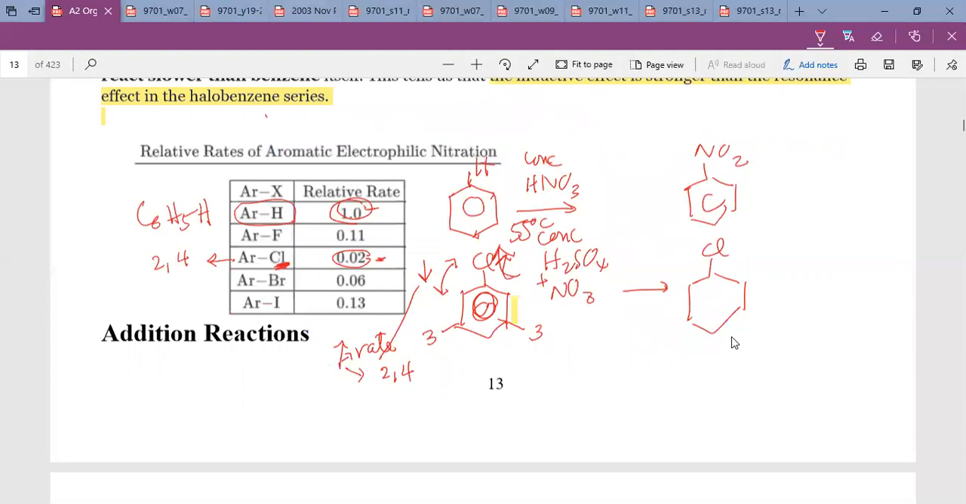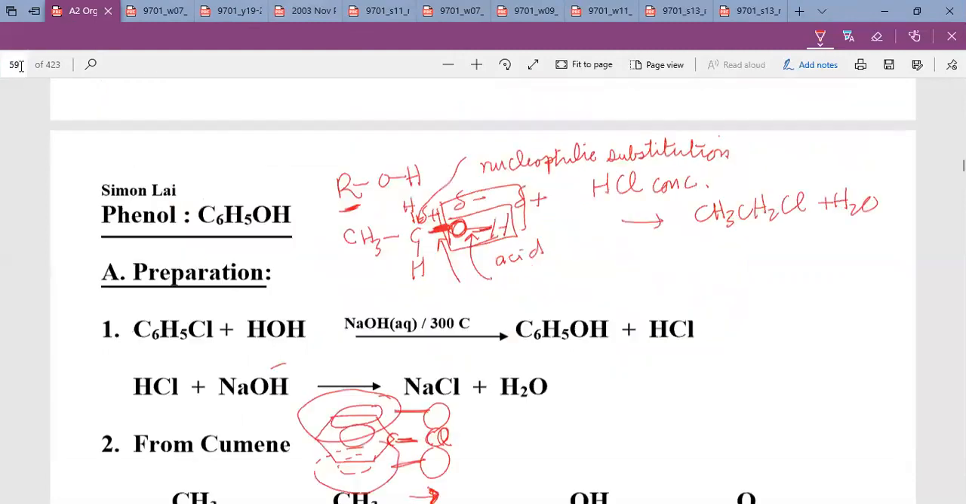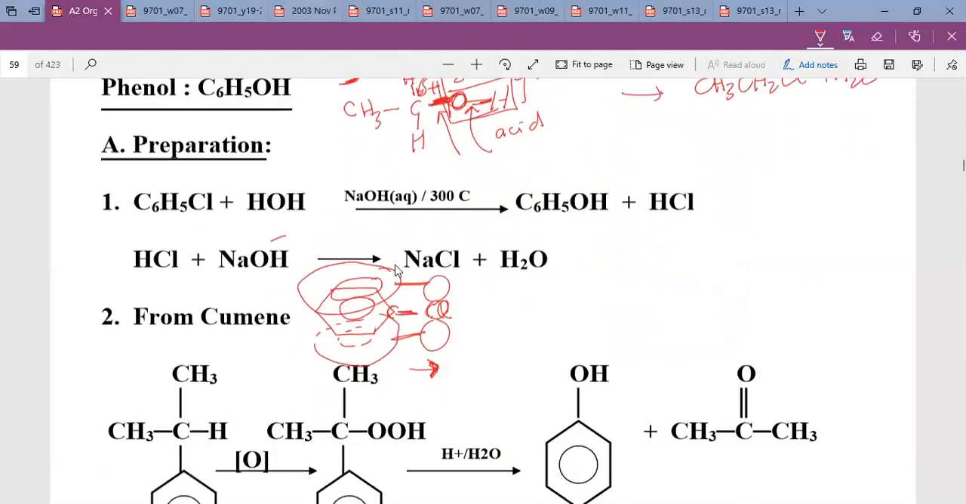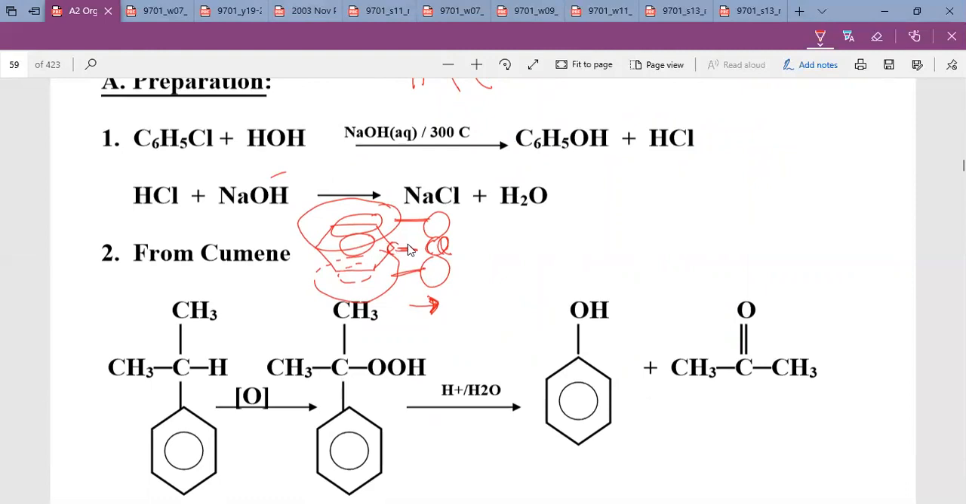Okay, now with that clear, we can move on to phenol, page 58 again. Now this C-Cl bond is strong, yes, no doubt. But you can still kick it out if you use extreme conditions. For example, here normally we use NaOH, a bit more concentrated, and heat it to 300 degrees centigrade, okay? You can still break the bond. However strong a bond is, it can still be broken, provided you use a high temperature. It's an endothermic reaction, okay?